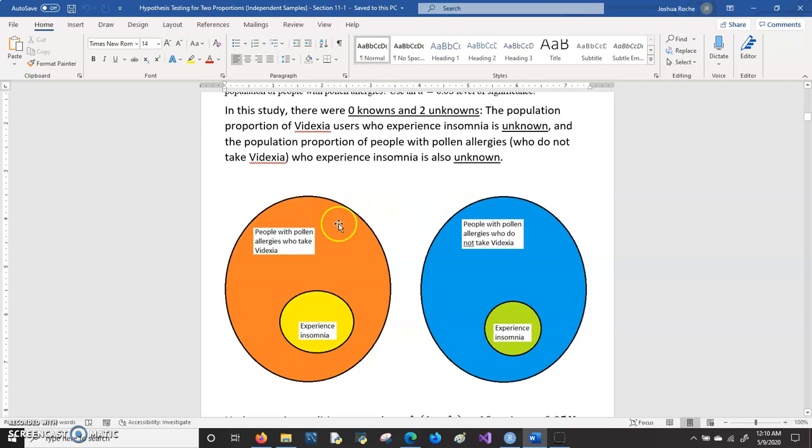And here's a drawing just to illustrate what this problem was talking about. So you have a group of people with pollen allergies who take Videxia, and what we don't know is what proportion of them experience insomnia. And then there's another group of people who have pollen allergies who do not take Videxia, and we also don't know what proportion of them experience insomnia.